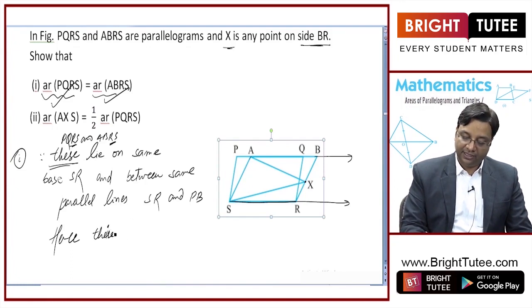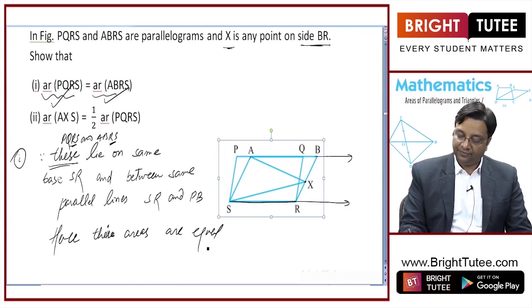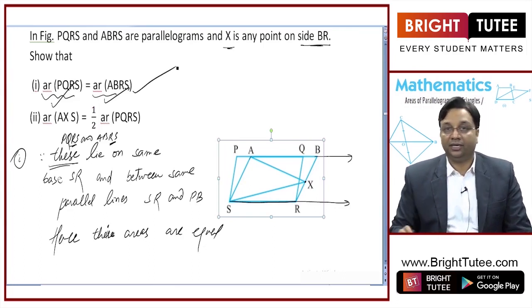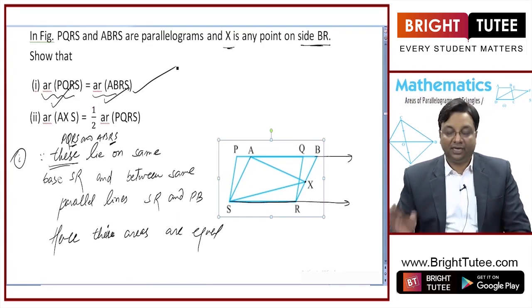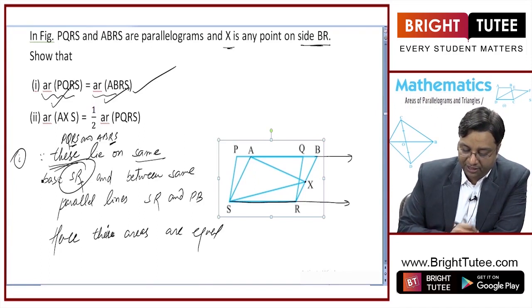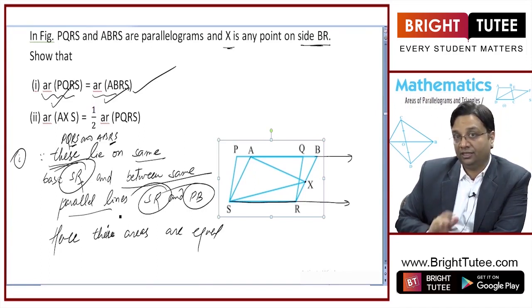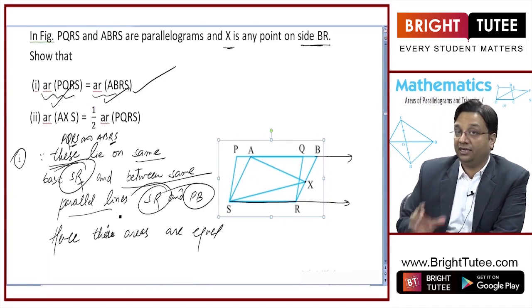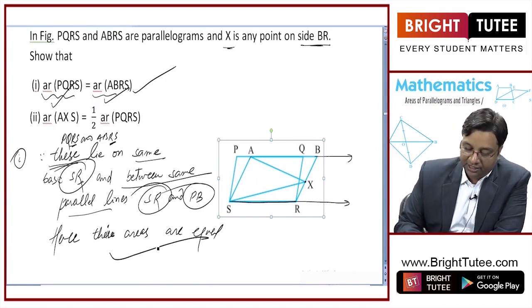Hence, their areas are equal. So, area of PQRS is equal to area of ABRS due to this reason that they lie on the same base, which I have mentioned here, and between same parallel lines, which again I have mentioned here. It is important to mention the parallel lines and the same base. Now, you can directly say that these areas are equal, okay.